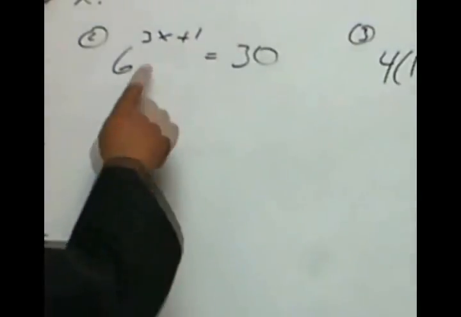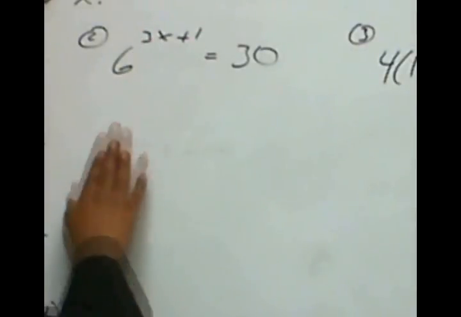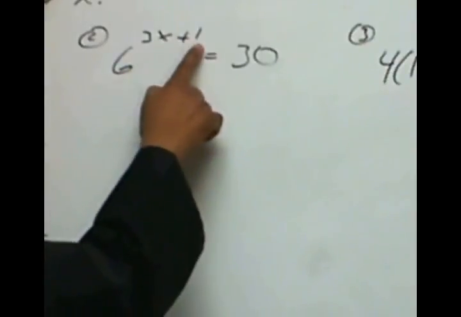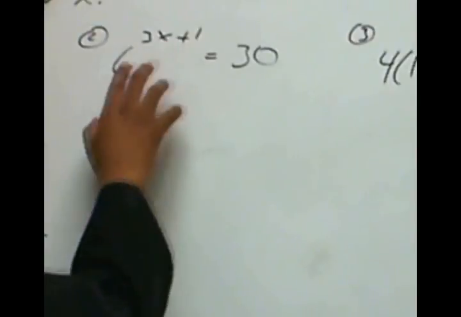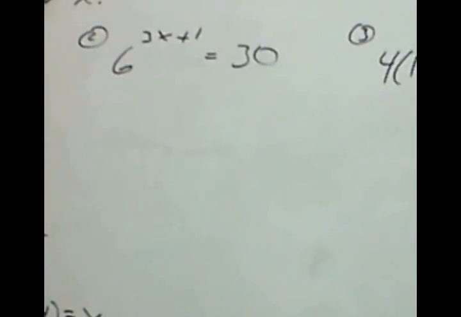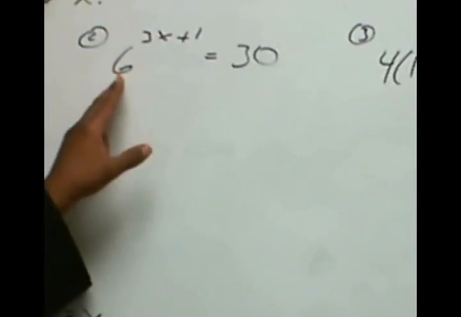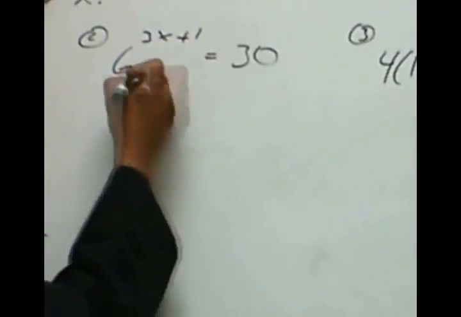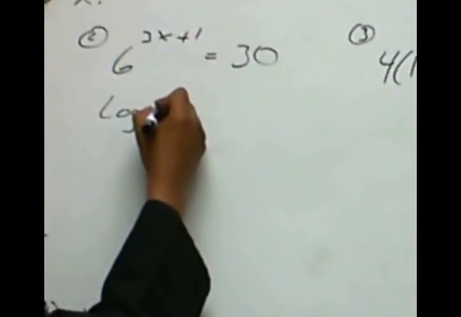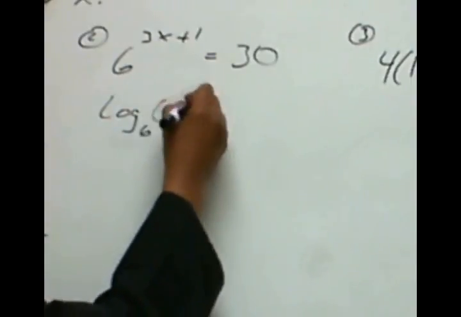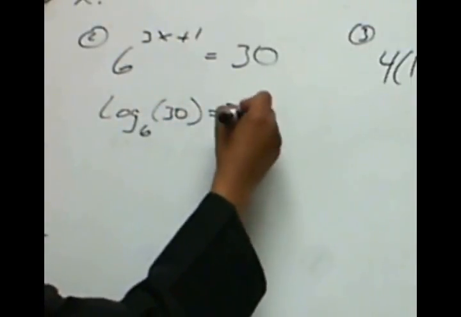Next, we want to solve for x. There are 3 things that we need to get rid of: the 6, the 1, and the 3. Once those 3 things are gone, we will have x isolated. So first, let's get rid of the 6 by using the property that removes the base and turns this into a logarithm. So this will be log base 6 of 30, and that'll equal 3x plus 1.